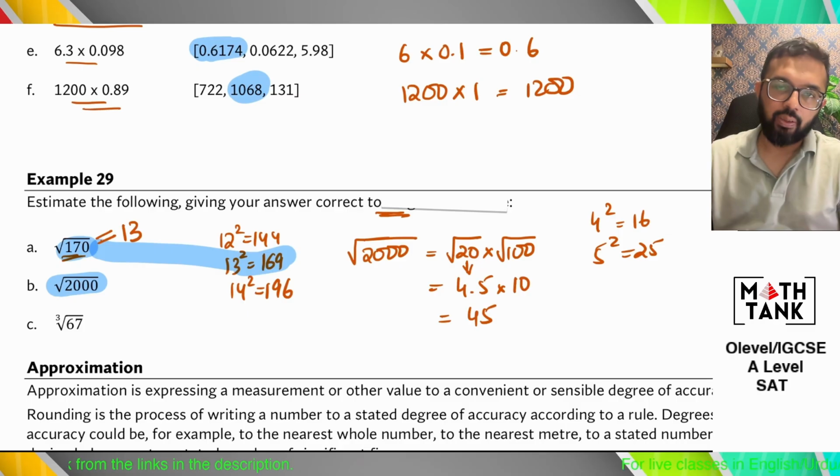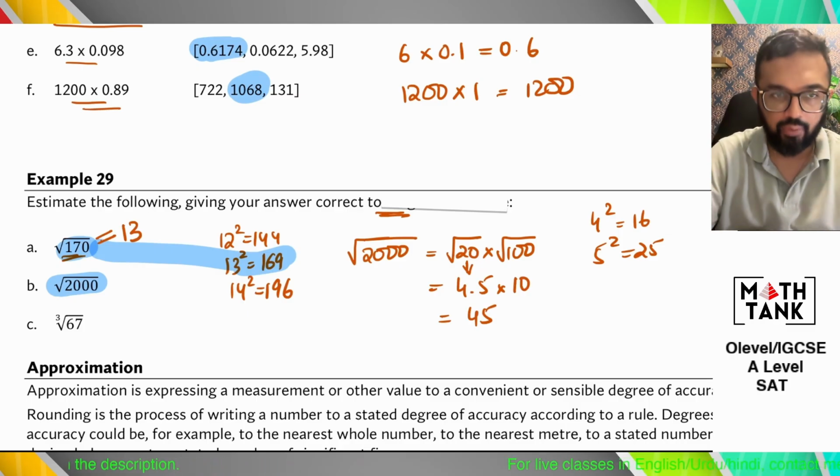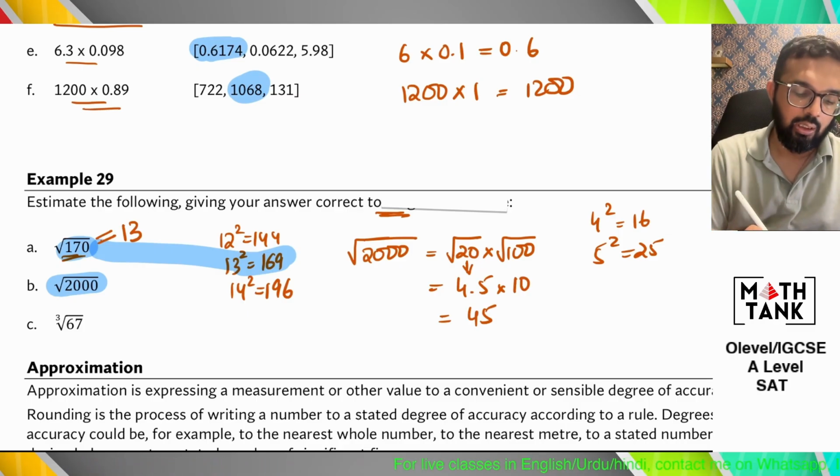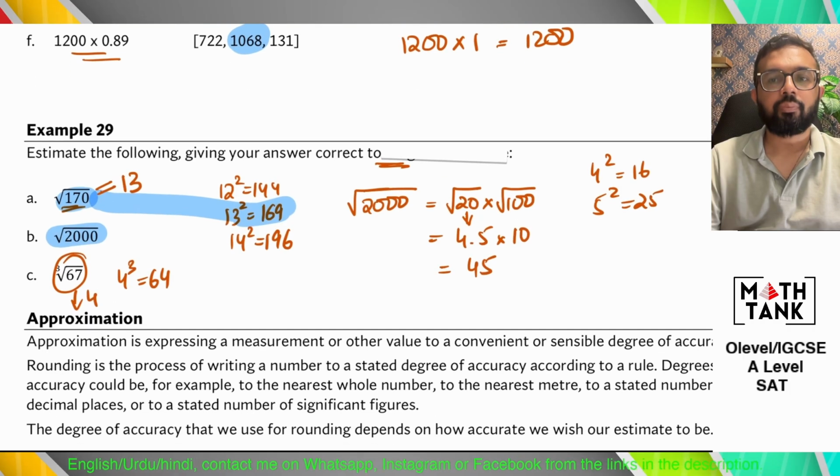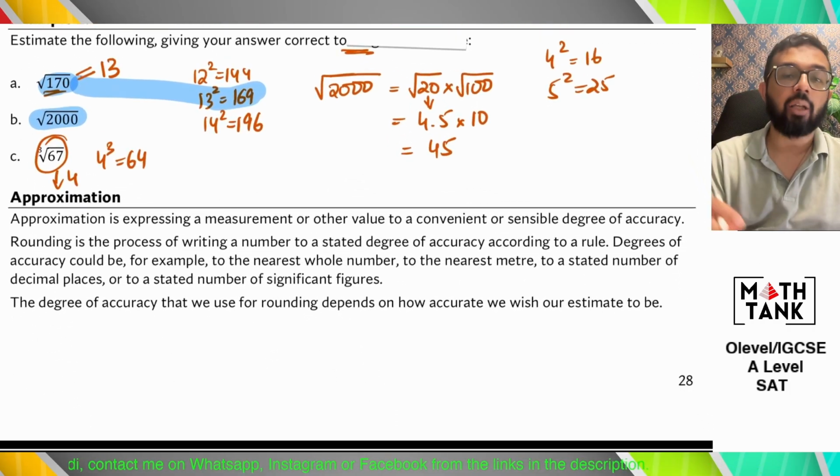Okay, yeah, 45 into 45 gives you 2025, so that's the closest. For cube roots, if you remember, 4 cube is 64, that's closest. So you round this off to 4. Okay, that is what estimation means.